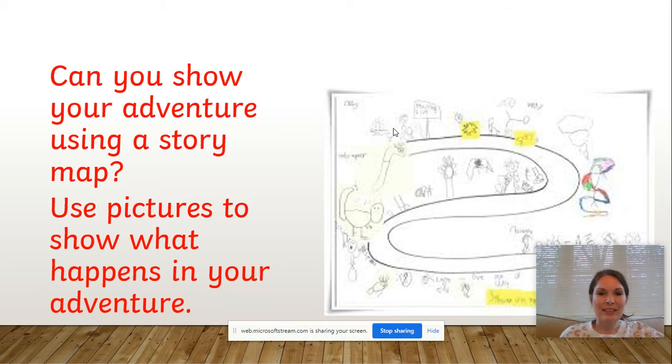Now, here is a story map that another child has drawn to show you what a story map can look like. And I'd like you to show your adventure using a story map today. And we're going to use pictures to show what happens in your adventure. So all you need to do today is have your purple book open if you're at home. And at school, we will draw our story map in our English books. And you need your pencil.